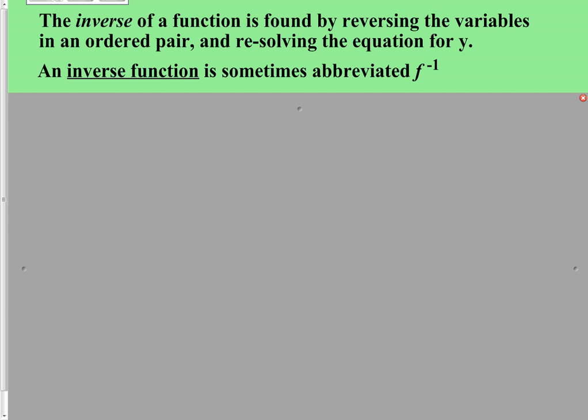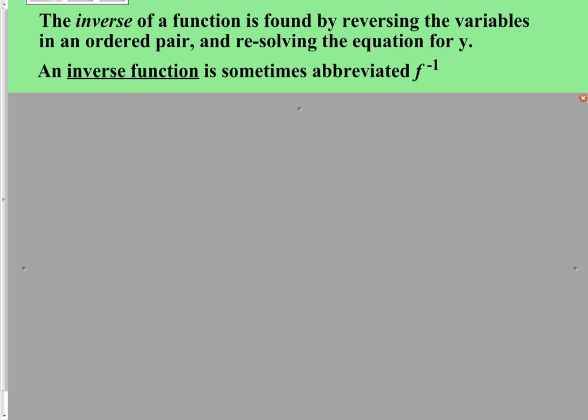The inverse of a function is found by reversing the variables in an ordered pair and re-solving the equation for y. You may recall back in Algebra 1 or maybe even pre-algebra, the x and the y terms had names. They were called the abscissa and the ordinate. X was abscissa, ordinate was y. What an inverse is going to do is switch the abscissa and the ordinate in the equation, and then resolve for the ordinate.